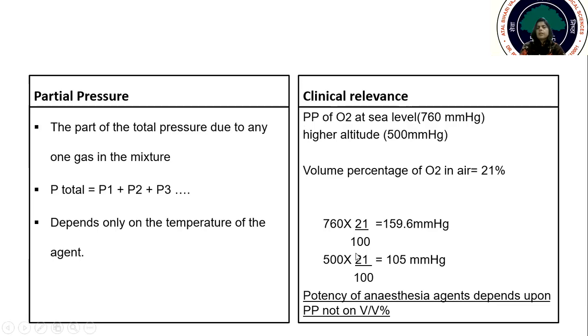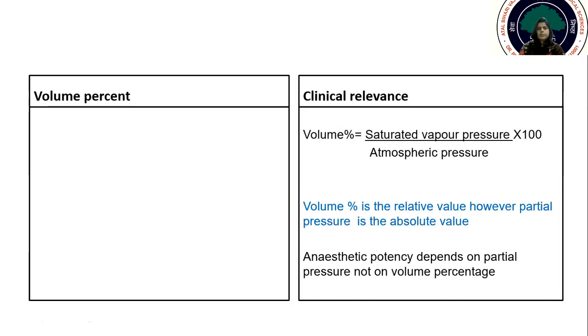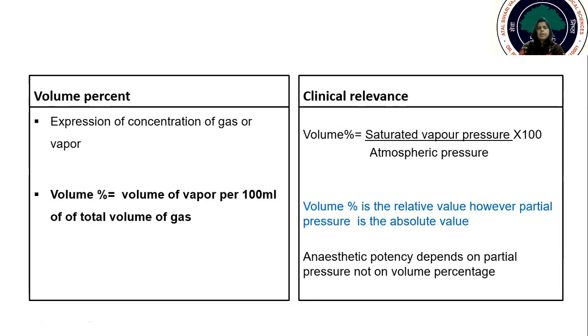Why is it important here? It is important because one should know that the potency of the anesthetic agent depends upon the partial pressure and not on the volume percentage. Now, what is volume percentage? Volume percentage is a volume of vapor per 100 ml of the total volume of gas. That is 1 ml per 100 ml.